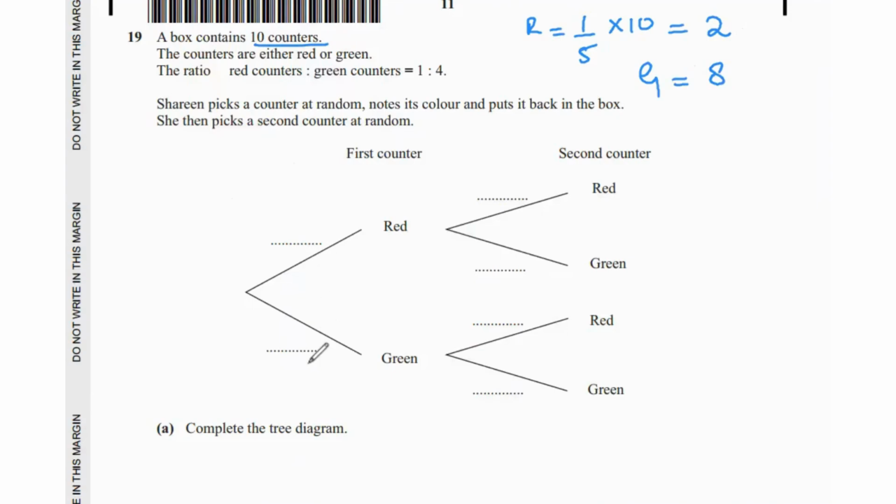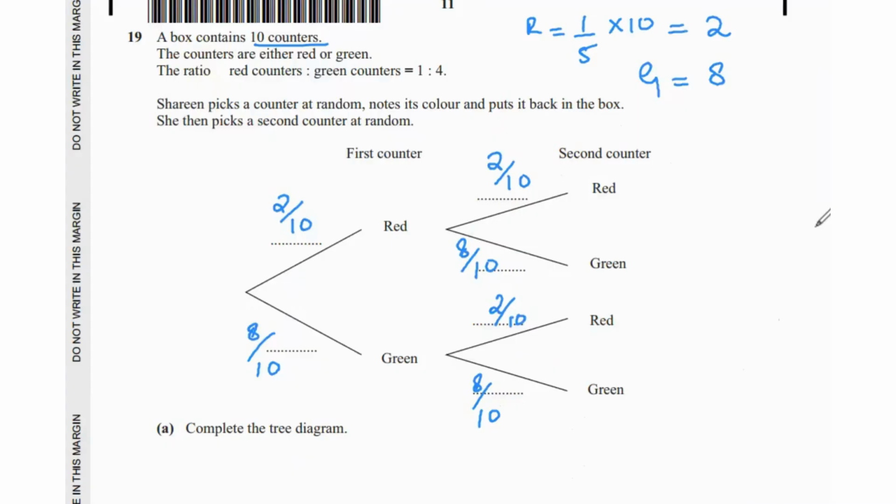So now for the probability tree diagram, the probability of getting the red is 2 out of 10. And for green, it's 8 out of 10. Since she's putting back the counter in the box after she's taken out the first counter, that means the total number of counters are remaining constant. So the probability of red for second counter would also be 2 out of 10. And then again 8 out of 10, 2 out of 10, and 8 out of 10 again. So these are your probabilities for the probability tree diagram.